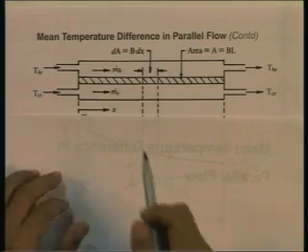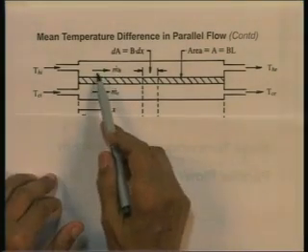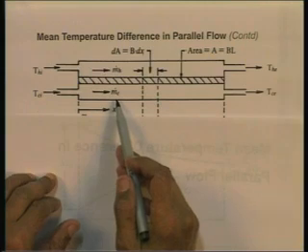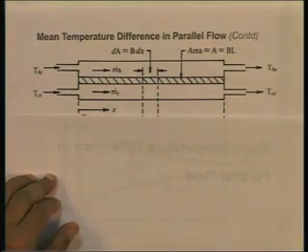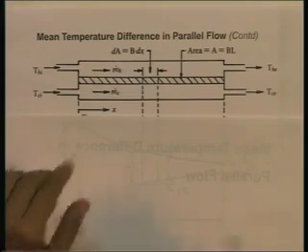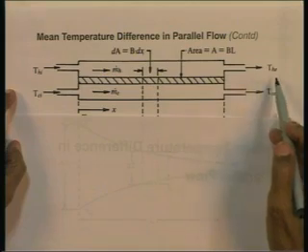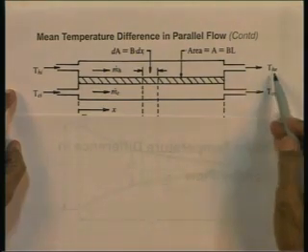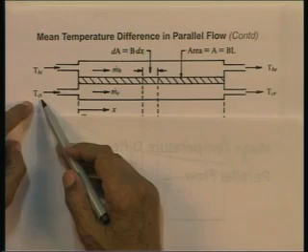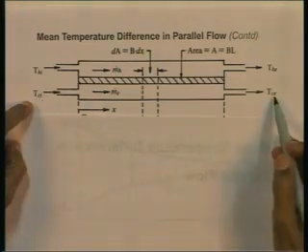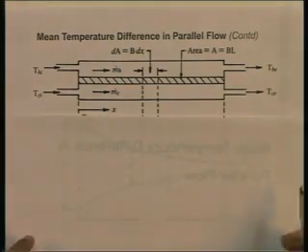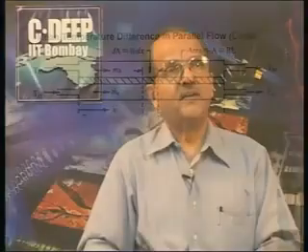The flow rate on the hot side is m dot h, as you can see shown here. The flow rate on the cold side is m dot c, shown here. The hot fluid enters with the temperature THI and leaves with the temperature THE. The cold fluid enters with the temperature TCI and leaves with a higher temperature TCE. We would like to derive an expression for the delta Tm, the mean temperature difference for this parallel flow heat exchanger. That is our job.